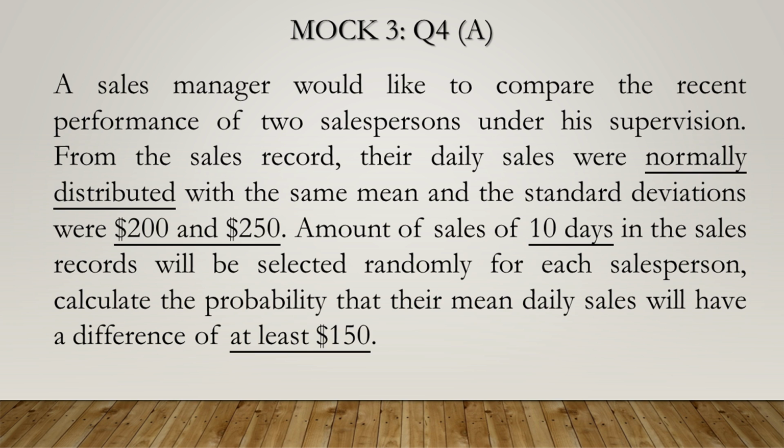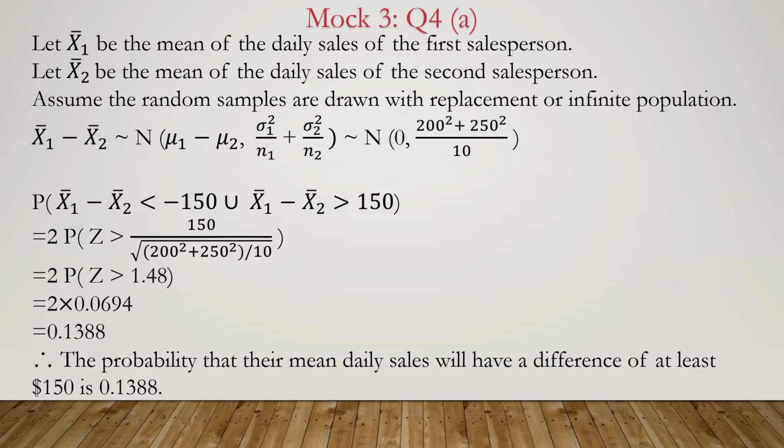For each salesperson, calculate the probability that their mean daily sales will have a difference of at least $150. Therefore, the difference of means is applied, and because the samples are large and the sigma of 2 salespersons are known, the z-table is used in this question. To find out the probability, let mean x1 be the mean of the daily sales of the first salesperson, and let mean x2 be the mean of the daily sales of the second salesperson. Assume the random samples are drawn with replacement or infinite population.